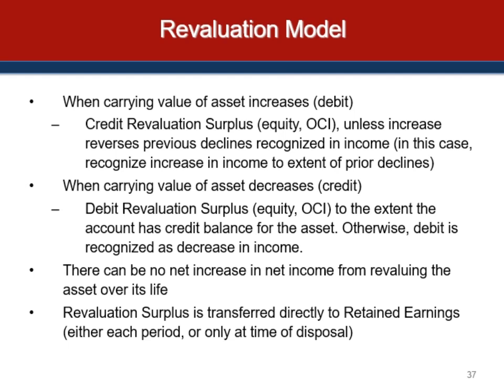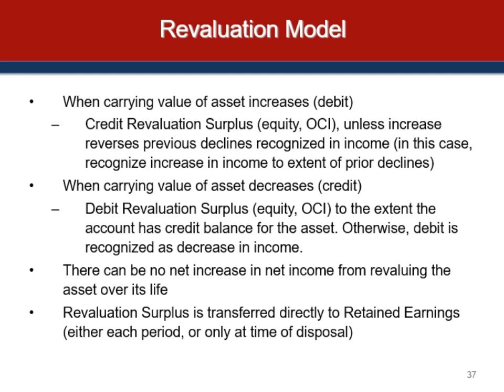If the change results in a decrease in the asset's carrying amount, then the amount is recorded as a debit to the revaluation surplus, an equity account, to the extent of any credit balance associated with that asset. In other words, this account can't have a debit balance. So it has to be either an increase in value or nothing. Any remaining amount would be recognized in income, which means you would expense it or record it as a loss.